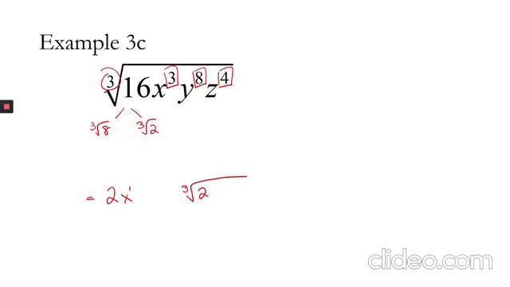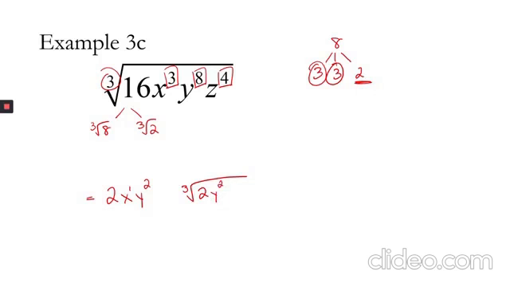Now, for y to the 8, I can break down 8 to be 2 groups of 3, and then we're left with 2. So here we have 2 groups that get to go outside, so that's going to be y squared. There's still 2 leftovers, so you still end up with a y squared on the inside.